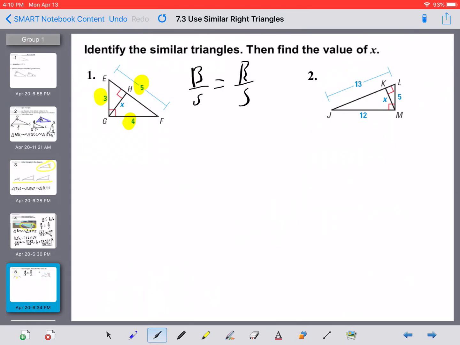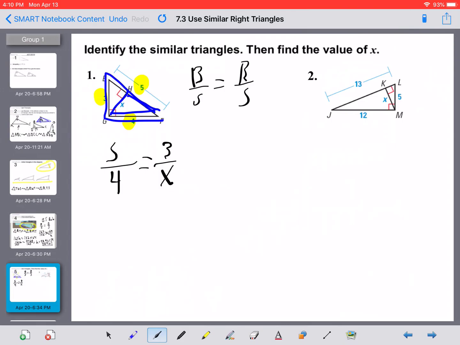I'm going to use the large triangle and compare it to this medium-sized triangle. In the larger triangle, I can see that the hypotenuse is 5, and on my smaller triangle, the hypotenuse is 4. On the larger triangle, the smaller side is 3, and on my smaller triangle, the smaller side is x, which is what we're trying to find.